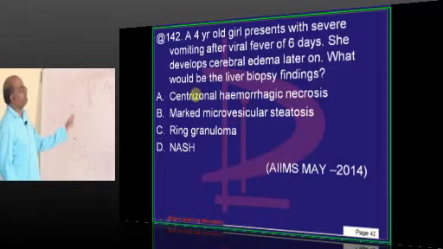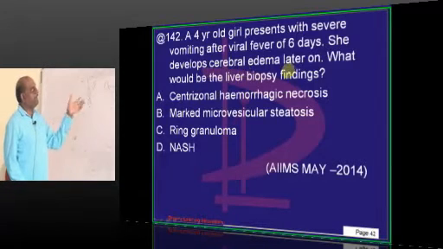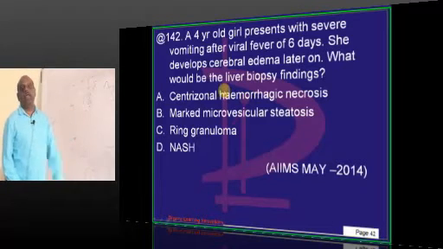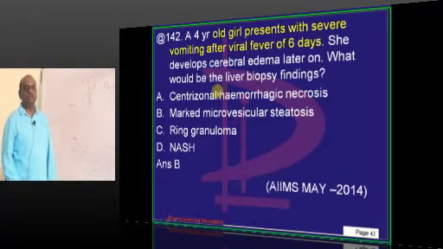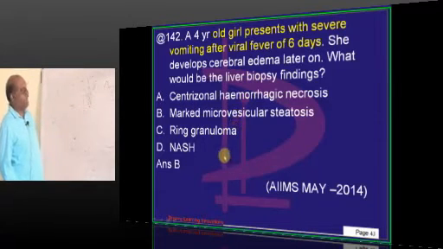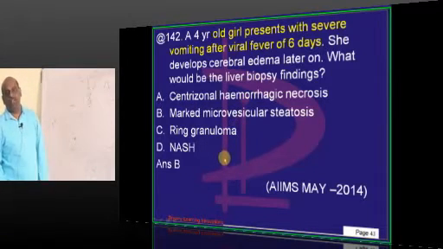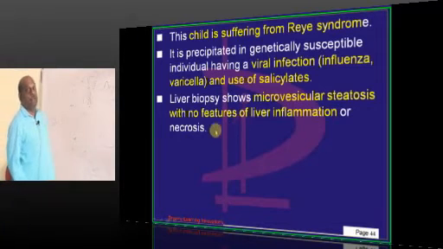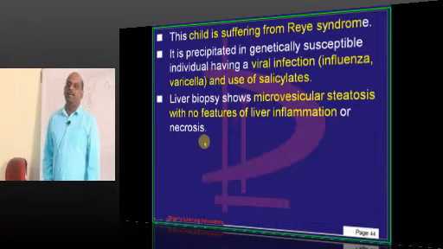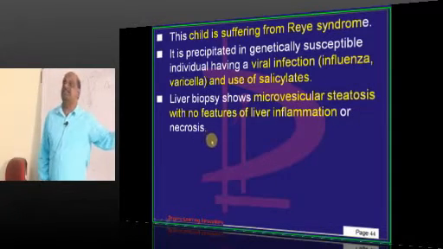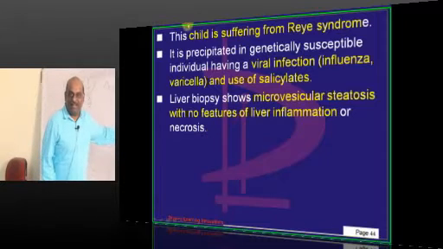A 4-year-old girl with severe vomiting and viral fever developed cerebral edema. So what is the likely possibility? Reye syndrome. That is the reason you will expect centrizonal hemorrhage and microvesicular steatosis. That is what you need to remember. But what is the highlight in the biopsy? You will only find microvesicular steatosis with no signs of inflammation, because it is not viral hepatitis.